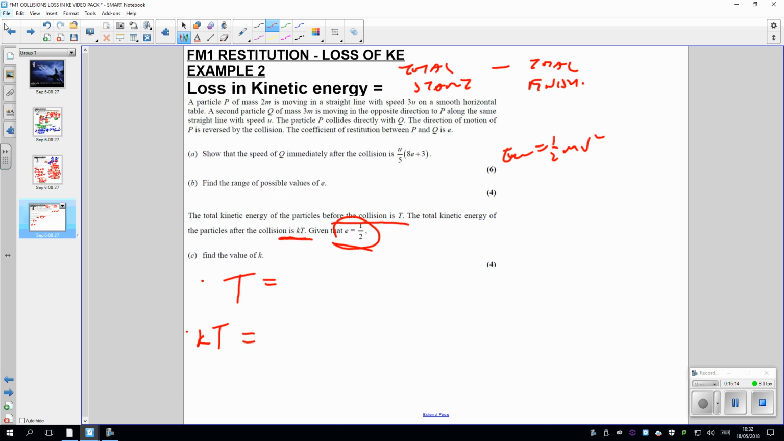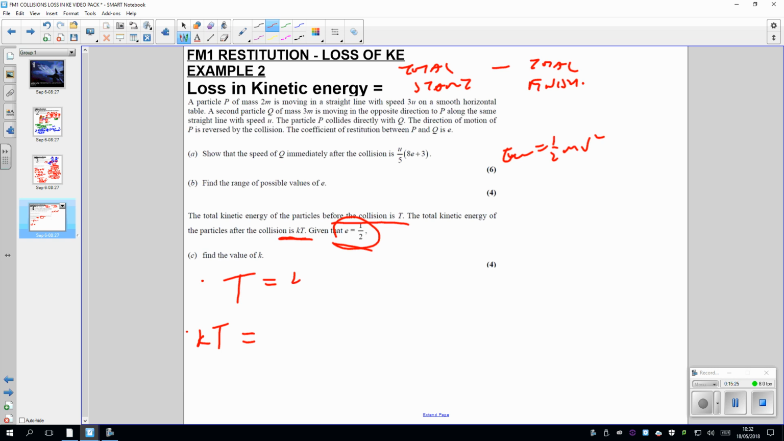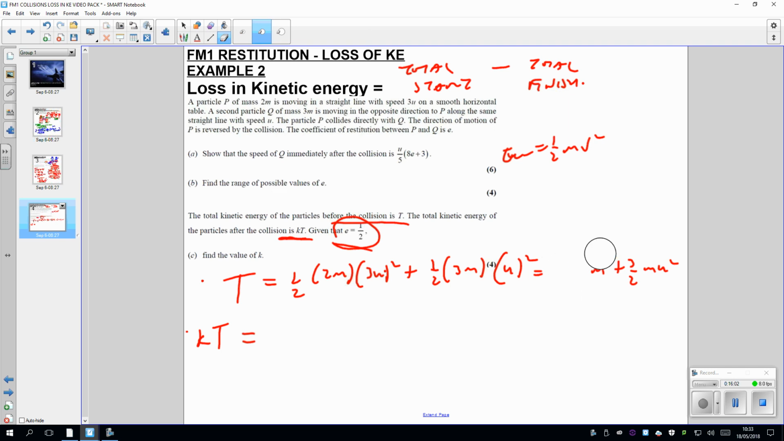Okay, so I'm going to go back to the question. Looking at my diagram, at the start, P was 3u and Q was u, and it doesn't matter if they're in different directions. So start is half times 2m times 3u squared, plus half times 3m times u squared. Fantastic. Cool. So at the moment, I've got half times that, so that's 9u squared times m, plus 3 over 2 mu squared. So that's 18 over 2, so that's 21 over 2, u squared m.